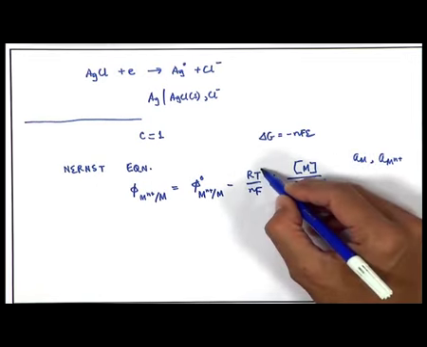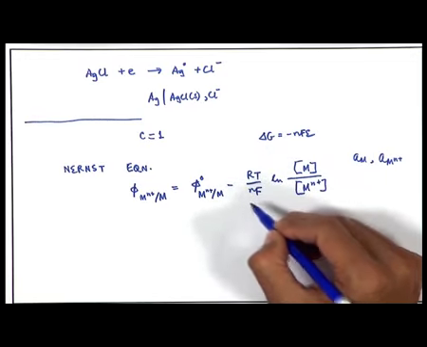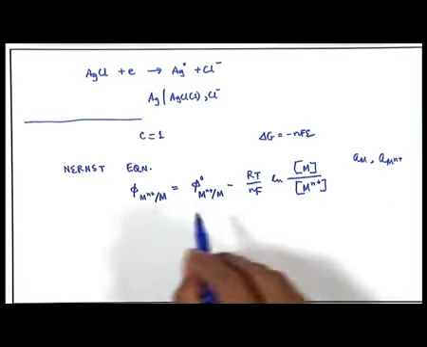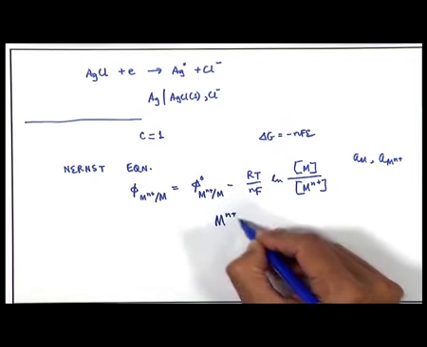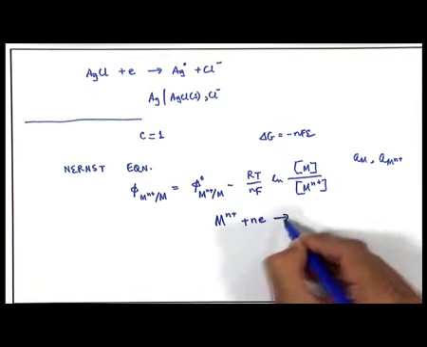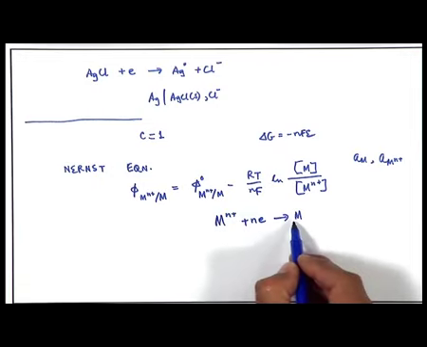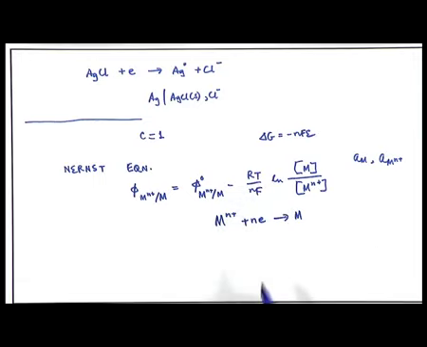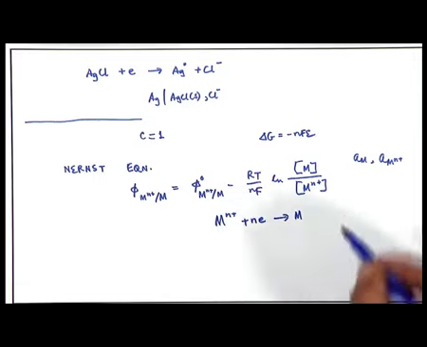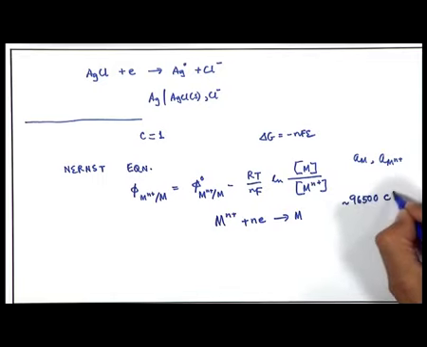Now, R is the gas constant, T is the absolute temperature, n is the number of electrons that are involved in reducing the species. That means M^n+ plus n electron, that gets you M. So, n number of electrons are involved in this reduction process. F is the Faraday, it is approximately 96500 coulomb per mole.